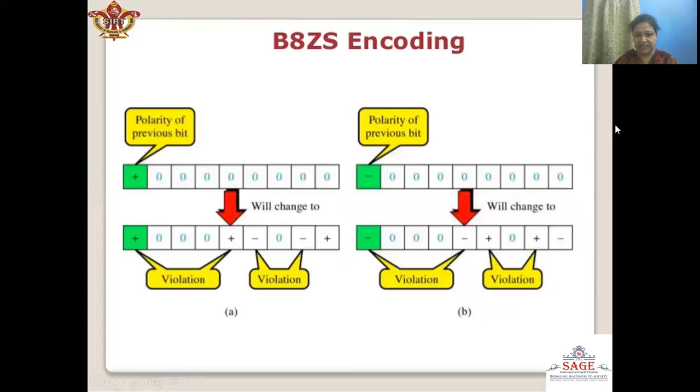Now here we can see in the form of slots where each slot represents 1 bit. So here we have positive, then 8 consecutive zeros: 000V where V is violation. Then B0VB where B is alternation and V is the violation. Since this is negative, the violation will also be negative. Similarly, when the previous bit was negative, then 000V violation will create again the same negative level, then B0VB.